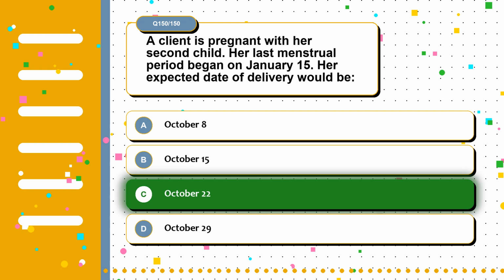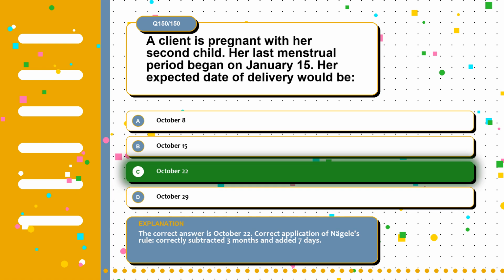The correct answer is option C. October 22. Correct application of Naegele's rule. Correctly subtracted 3 months and added 7 days.